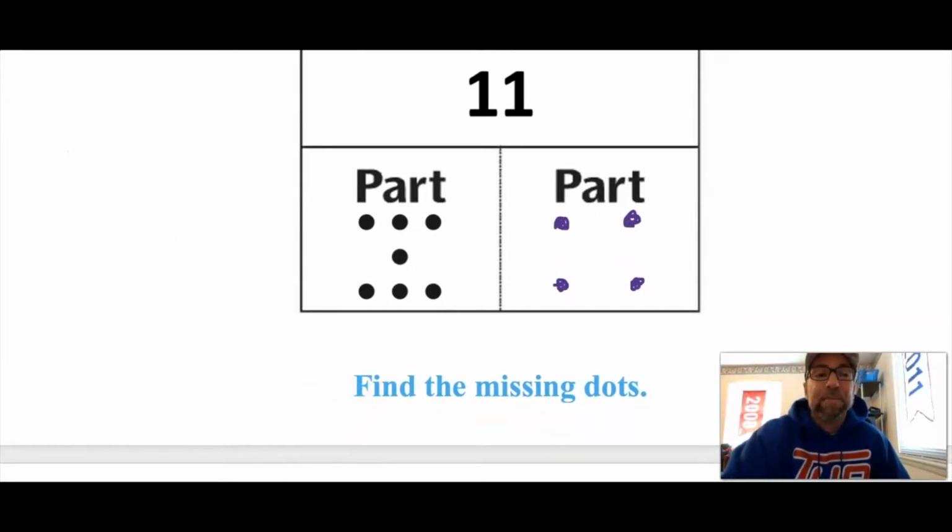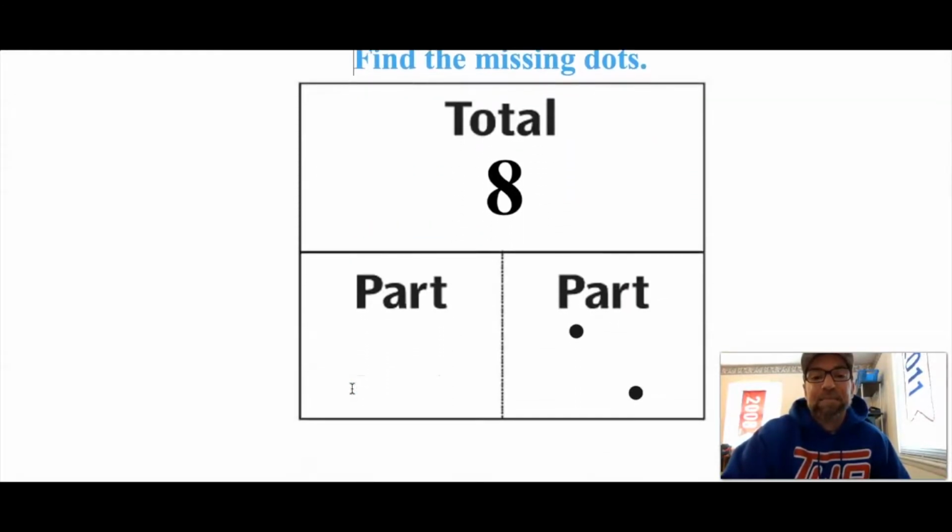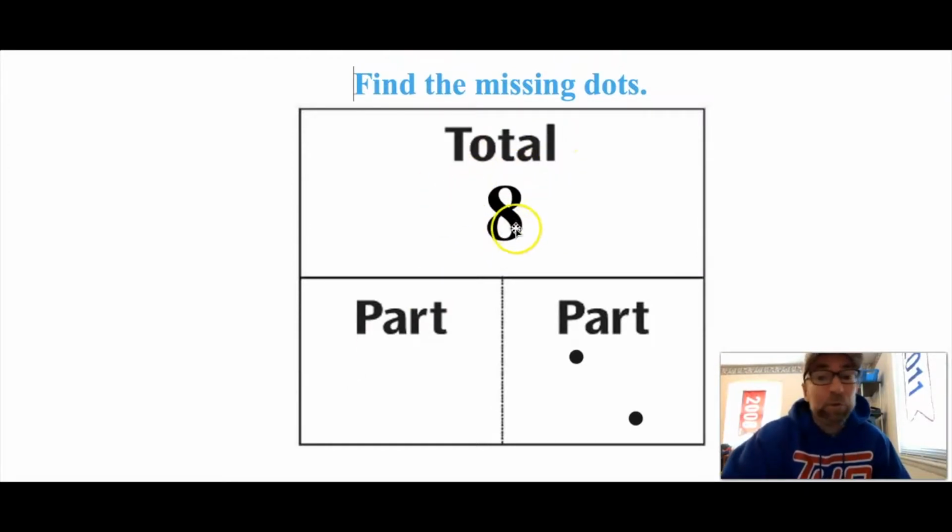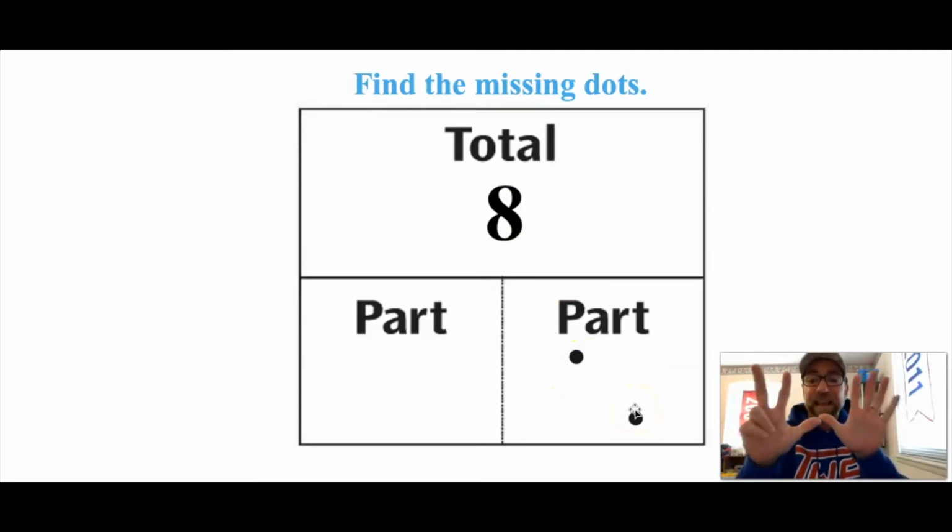Find the missing dots. There's 8 total dots. So far, we only have 2. How many dots are missing? There's a couple ways we can do this. I could start with 8, and I could take away the 2 I already have. 8, take away the 2 you already have. How many dots are missing?